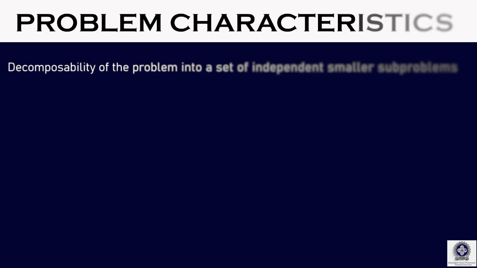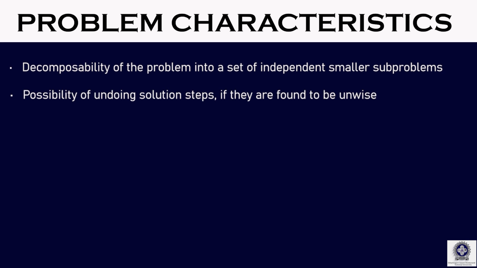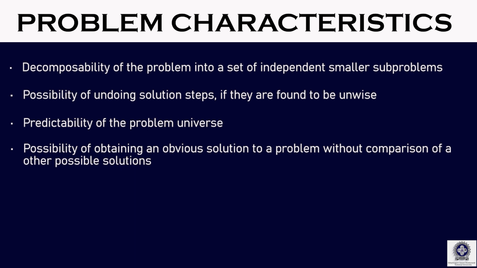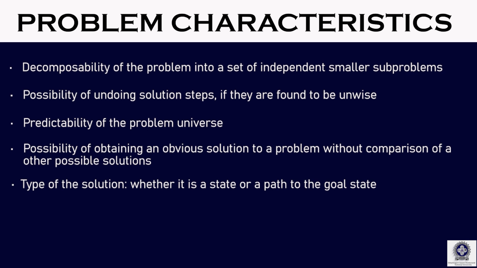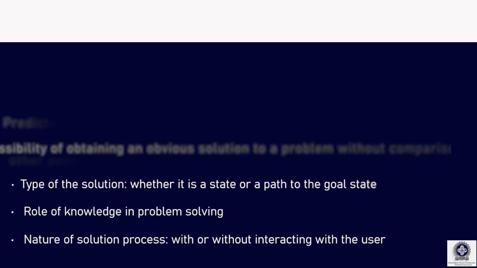Problem characteristics: decomposability of the problem into a set of independent smaller subproblems. Possibility of undoing solution steps if they are found to be unwise. Predictability of the problem universe. Possibility of obtaining an obvious solution to a problem without comparison of all other possible solutions. Type of the solution, whether it is a state or a path to the goal state. Role of knowledge in problem solving. Nature of the solution process, with or without interacting with the user.